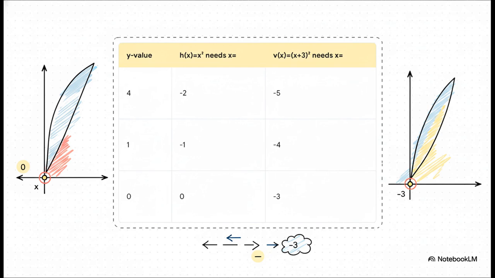To get a y value of 0 in our parent function, x just has to be 0, right? Because 0 squared is 0. But now look at our new function, (x + 3)². To get that same output of 0, what does x have to be now to make the part inside the parentheses 0? It has to be -3. To get the same result, our input, x, has to compensate. It needs to be 3 units smaller than before.